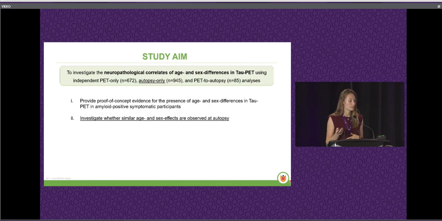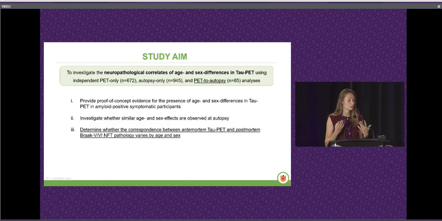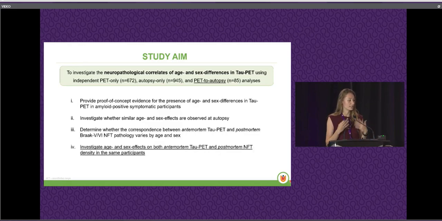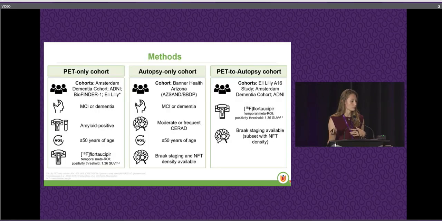We aimed to investigate whether we would find similar effects when we look at an autopsy cohort. And then we aim to determine the correspondence of antemortem tau PET to postmortem Braak 5/6 pathology and whether this varies by age and sex. And then finally, we aim to investigate these age and sex effects on both antemortem tau PET and postmortem neurofibrillary tangle density in the same individuals.